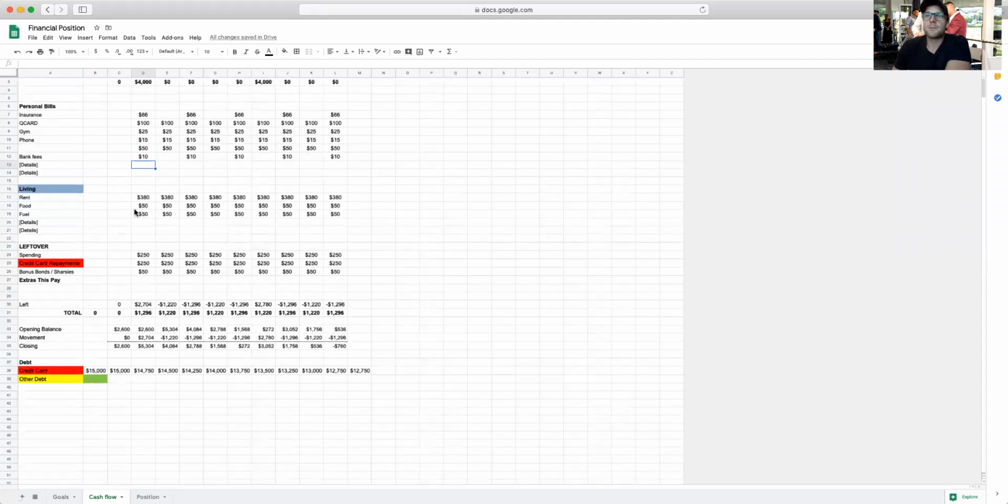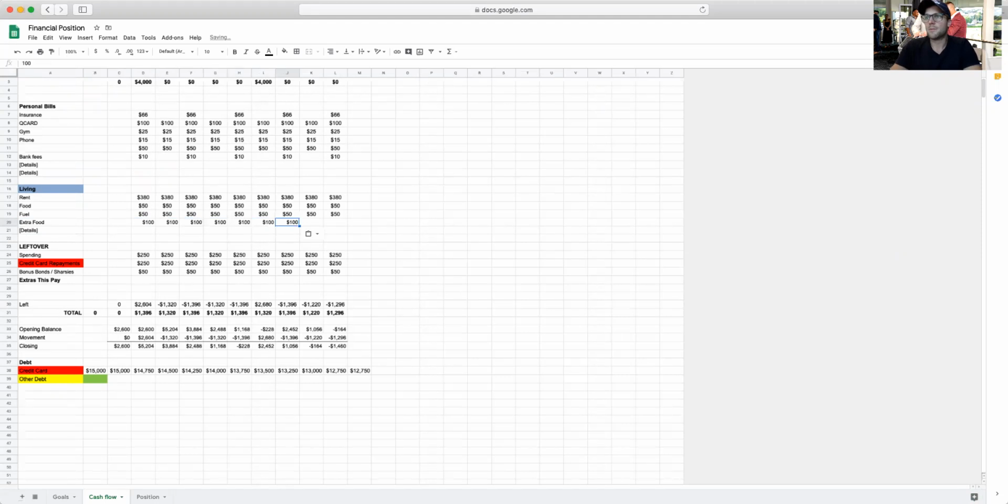Then you want to add in your living expenses like rent, food, fuel. You can edit these and put in whatever you need to add into here. So that might be extra food. And you can just populate any of these columns and they will all become like the previous.